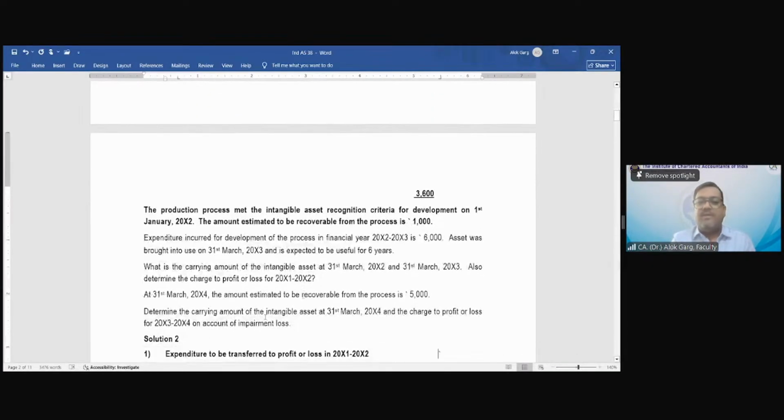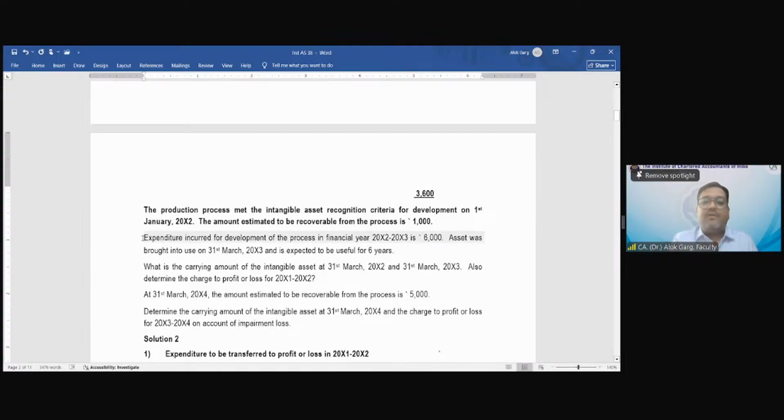So the production process met the intangible asset recognition criteria for development on 1st January 20x2. The amount estimated to be recoverable from the process is 1000. It means 2700 has to be charged to the P&L. 900 is the intangible asset under development, and the recoverable value is 1000, which is more than 900. It means there is no impairment, right? Because the recoverable value is higher than the carrying value.